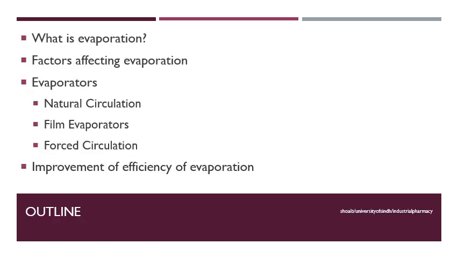So this is the outline. Firstly, we will be discussing what is evaporation. Afterwards, we will be discussing the factors affecting the evaporation. Afterwards, we will be discussing the different types of the evaporators. Now, the evaporators have been divided into three major categories.